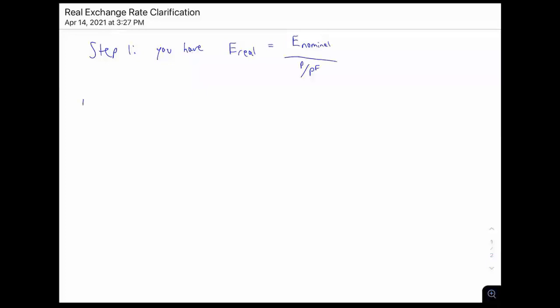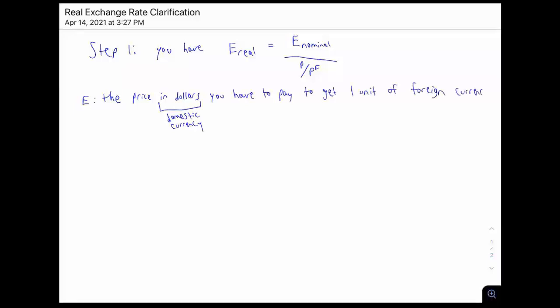Now, also note that E in any of its forms is the price in dollars. Now, I'm saying dollars because I'm American and this class is being taught in the US. So to me, that is the domestic currency that you have to pay to get one unit of foreign currency. Okay, so that's step one, just kind of start with that.